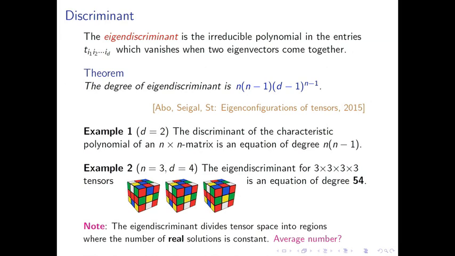Now we were very interested in this paper with Abo and Siegel. We were interested in so-called eigenconfigurations. Suppose, in this case, you have 13 vectors in three-dimensional space. You ask the question, are these the eigenvectors of some 3 by 3 by 3 by 3 tensor?